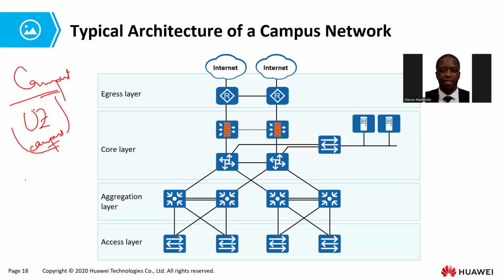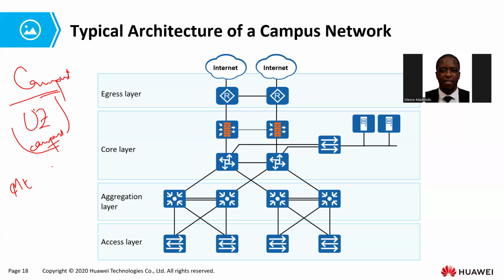Another case, you could have multiple campuses. Maybe there is one campus network at Mount Pleasant, which makes it another campus network, and the UZ has another campus here.